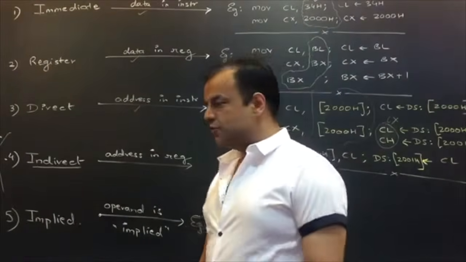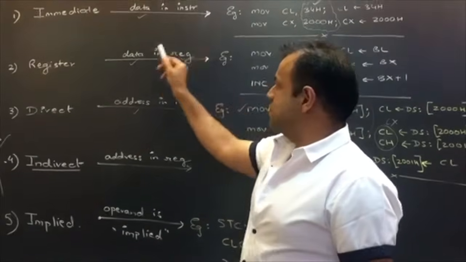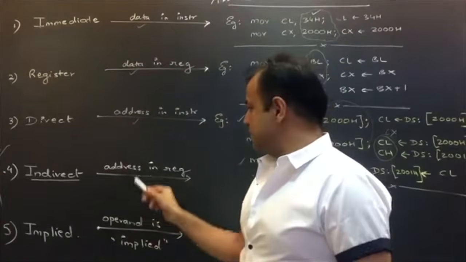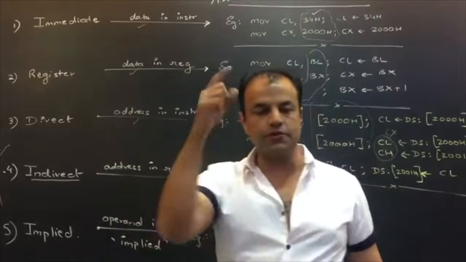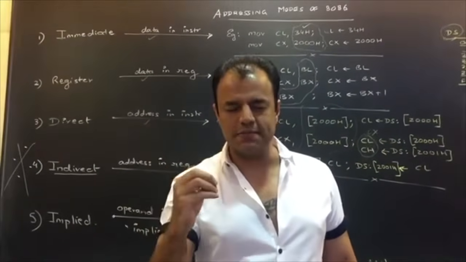Okay, so I want your best concentration right now. First of all, let's understand the definition. Data given in the instruction, data given in a register, address given in the instruction. So what will it be? The 4th option. Address given by a register. Tell yourself again, what did you just say? Address given by a register. Last time I am telling you.